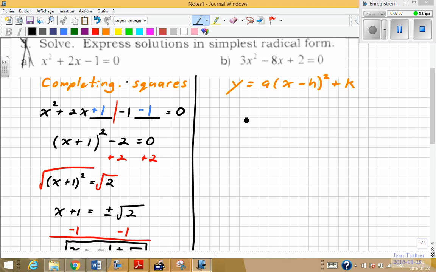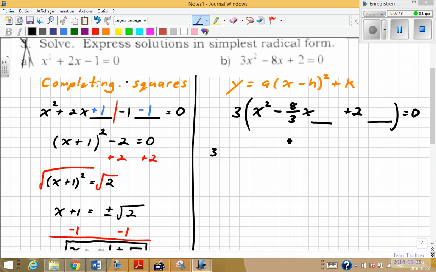So we have 3 and then we have x squared. And because I want to keep this as a 1, I'll open a bracket here and I'll divide stuff by 3. So we have minus 8/3 x. We leave a space. The plus 2 is there. And then we leave a space again. Close bracket. Equals 0.